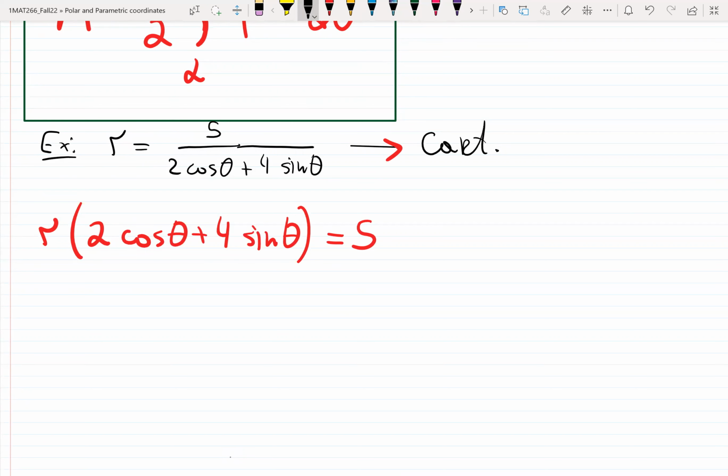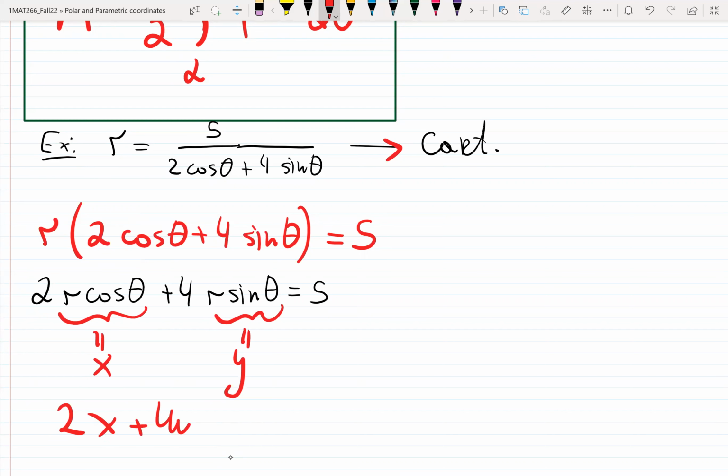Did you see what I did? I multiplied by the denominator. Everything. Left hand side and right hand side. Now the left hand side becomes 2r cosine theta plus 4r sine theta equals 5. This gives us the needed formula. r cosine theta is x, r sine theta is y.